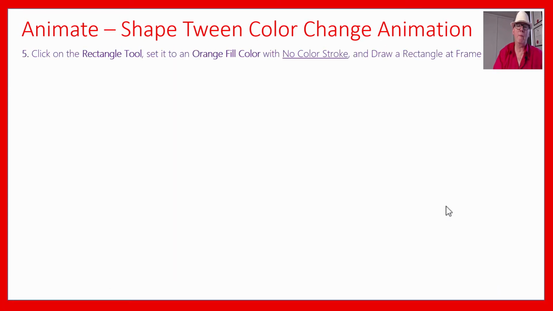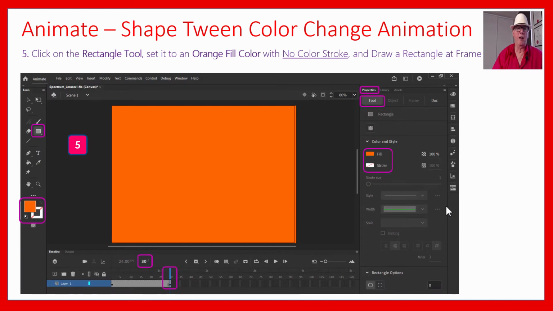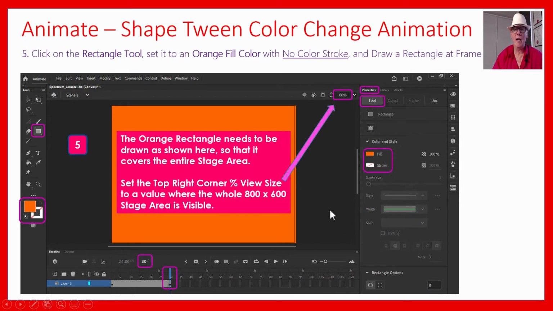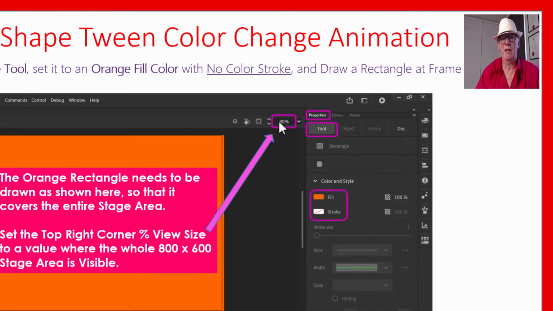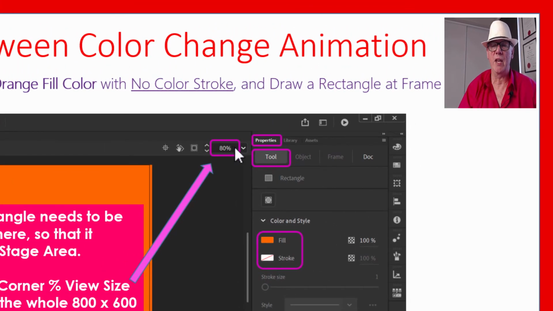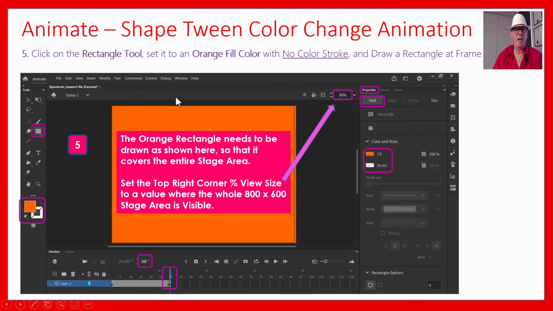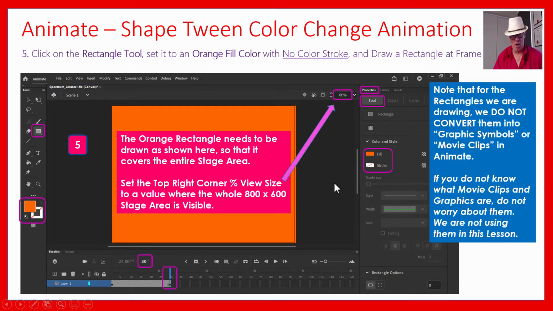Now we need to make ourselves an orange rectangle. So at frame 30, where we're working down here, we're going to get back on the rectangle tool, but just change this color from red to orange and draw ourselves another rectangle. Now, remember, if you're having trouble seeing it, there's that percentage adjustment up there that you use to make it fit on the screen, okay, and you can see all the way around, and don't leave any white lines or gaps.